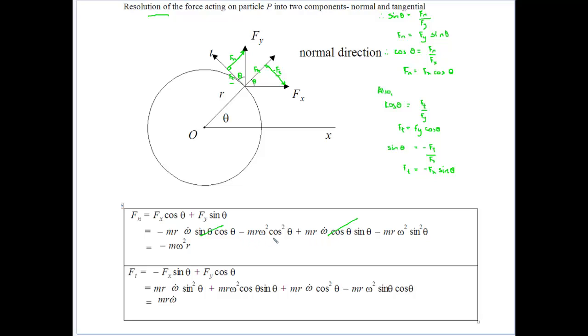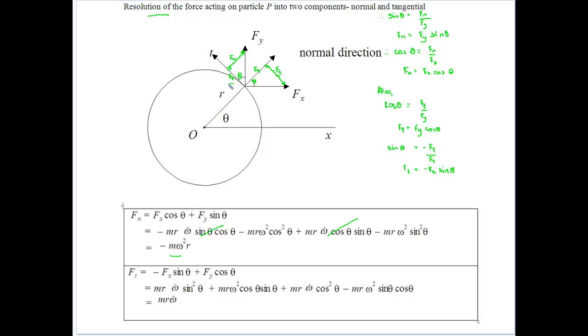and we can take the minus m r omega squared out, and we're left with a bracket with cos squared theta plus sine squared theta, which is 1, which leaves us with minus m omega squared r. So that's the force happening on the normal there, m omega squared r. So we can also start to look at that in terms of the tangential forces.